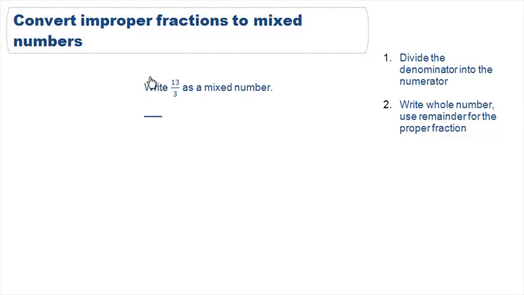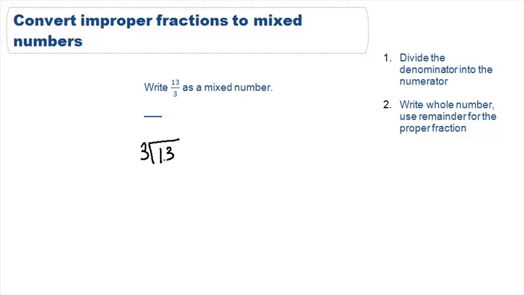Step number one says divide the denominator into the numerator. So let's set up our division problem. We want to see how many times 3 goes into 13 as a whole number. We know that 3 doesn't go into 13 as a whole number. It comes out as a decimal.